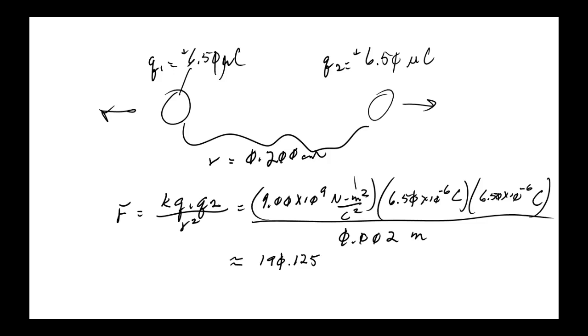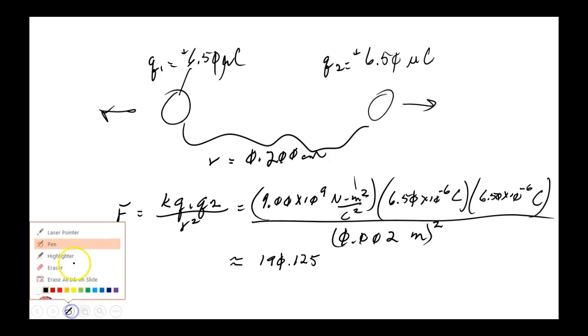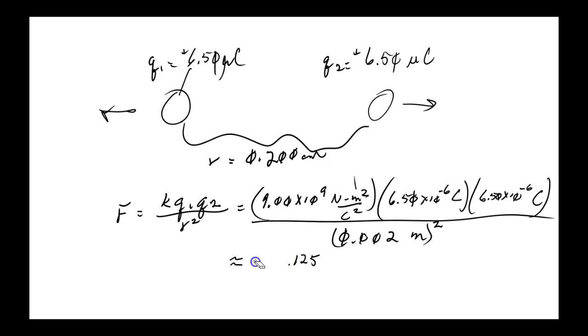Whoops, that's not quite what they got in the book, did I? Oh. I forgot to square the denominator. That's why we're off. Sorry about that, folks. You could take that answer and divide it by 0.002 again, and that would give it to you. Okay.